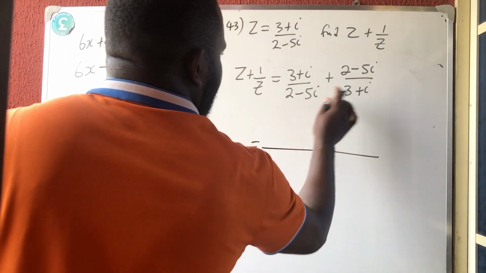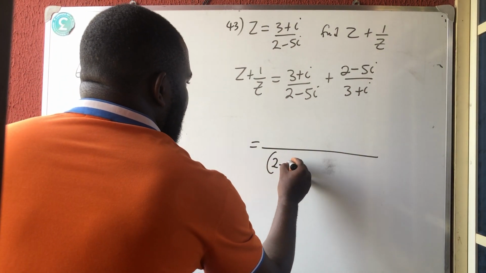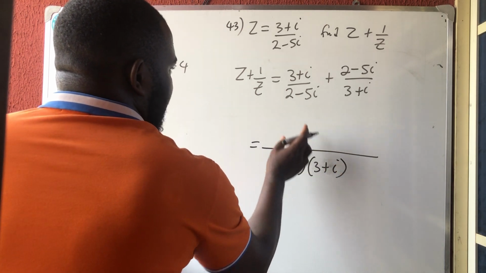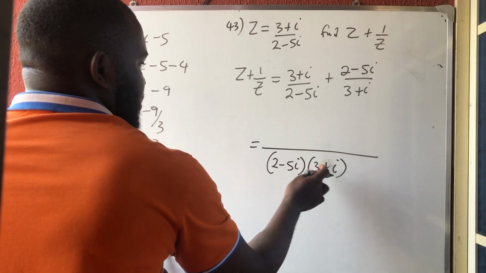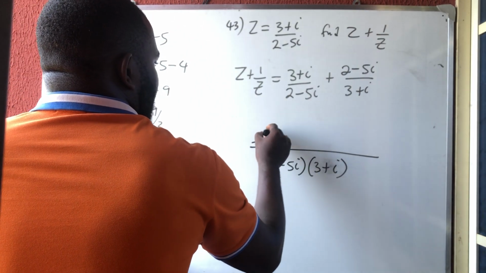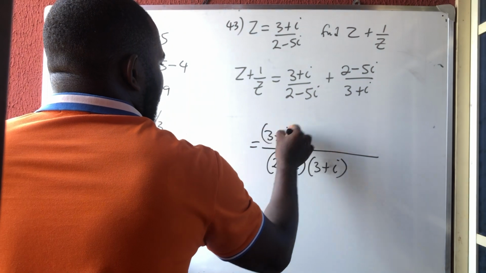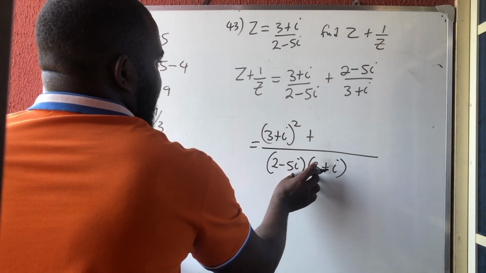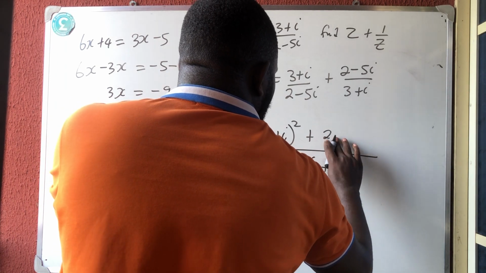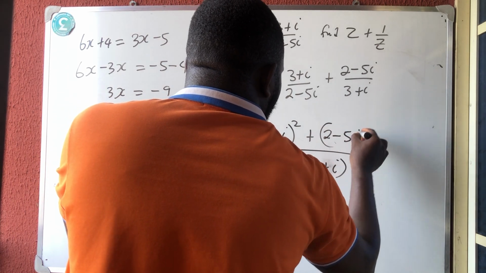So the LCM of this and this is bringing them together, 2 minus 5i and 3 plus i. When this divides this, it cancels this, and we multiply, this is giving me 3 plus i all squared, plus, when this divides this, it cancels this, and we multiply, this will give you 2 minus 5i all squared.